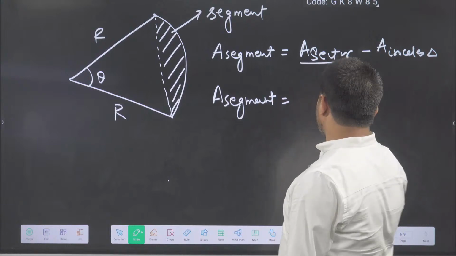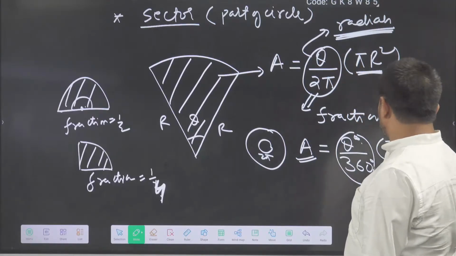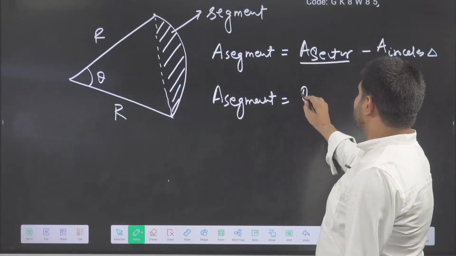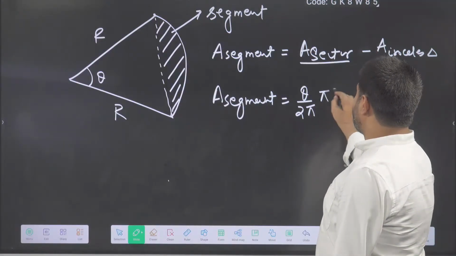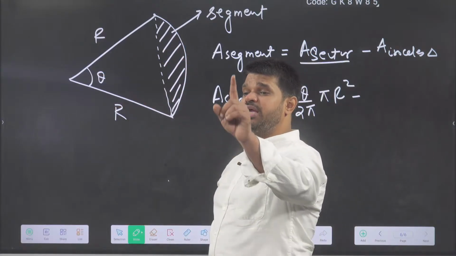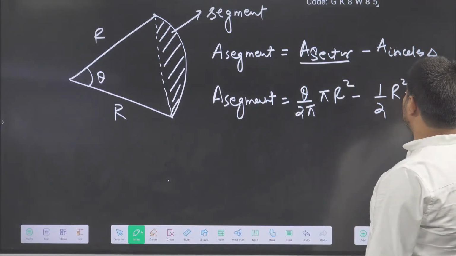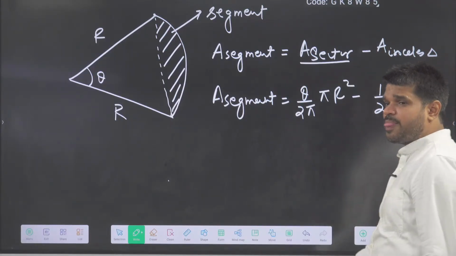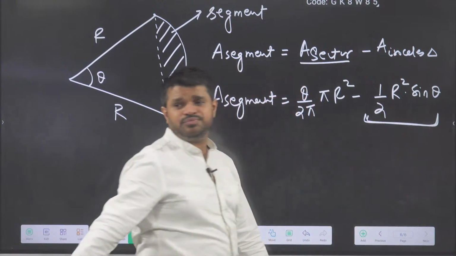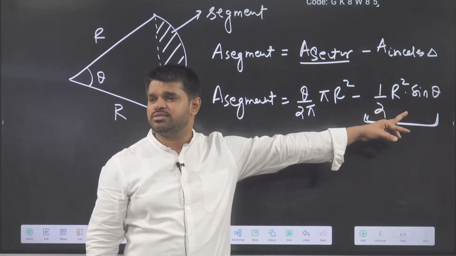Area of sector I taught you in the previous slide: theta by 2 pi into pi r squared. I am using radian. So theta by 2 pi into pi r squared minus, for this triangle I am writing the direct formula I taught yesterday: half r squared into sine theta. First of all, can you recall this formula? Is it clear or anyone having doubt?